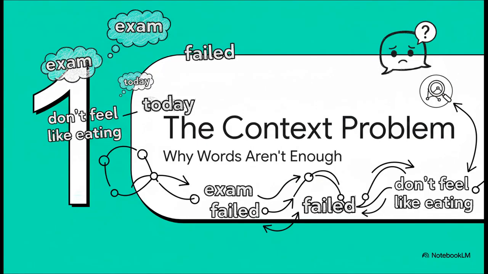So, why did that chatbot fail so badly? It's because most basic AI models just look at words in isolation. You know, they see the word exam, they see the word today, but they completely miss the story that's being told by the sequence of those words. The link between failed and don't feel like eating, it's just gone. It's missing that all-important context.